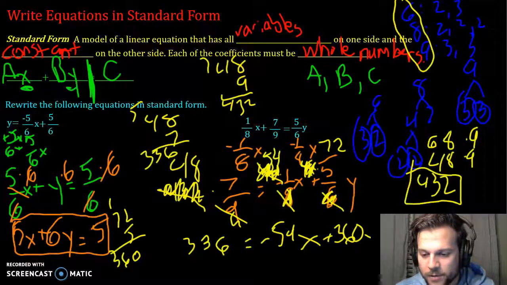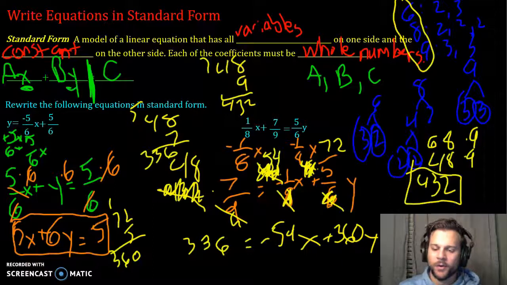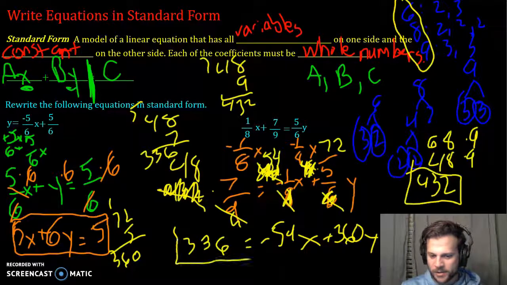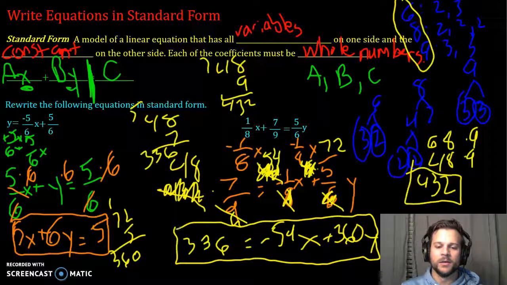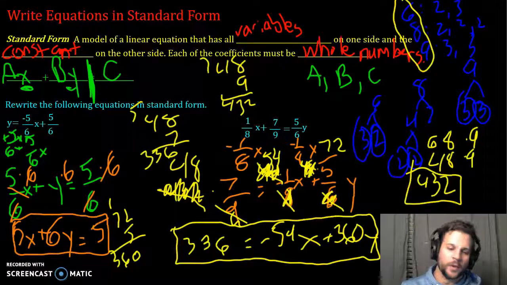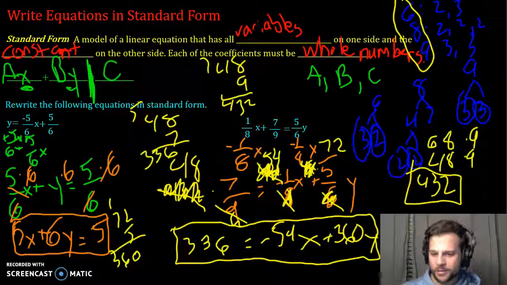So that's the smallest way you can write where all of your constants are whole numbers, all of your coefficients are whole numbers, and your x's and your y's are together. So that is a very extreme case on how to write an equation in standard form compared to a very simple case where all of your denominators are the same number.